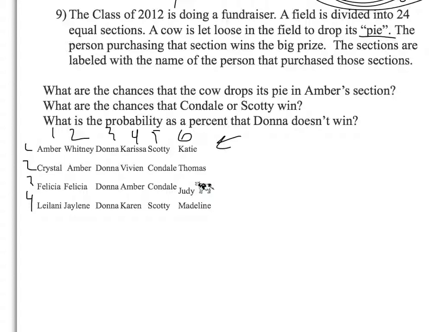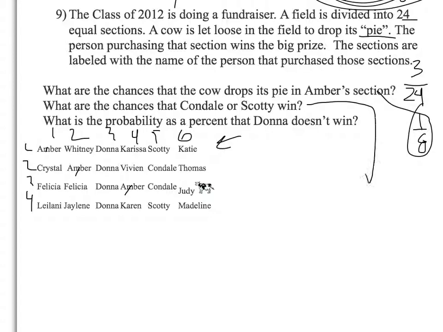Well, how many total sections are there? We have 24. It says that right there, but we can see we have a 4 by 6 grid, so there's 24. Now, how many of those have Amber? Looks like we have 1, 2, 3. So 3/24, which you're going to reduce to 1/8. So there's a 1/8 chance that Amber wins.